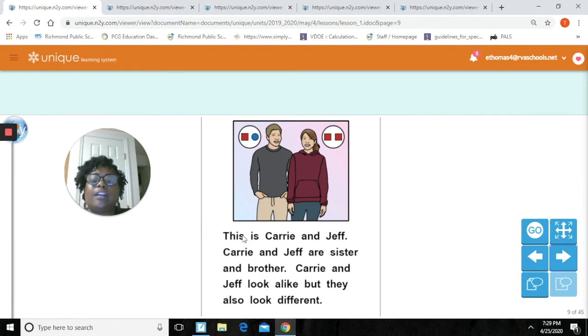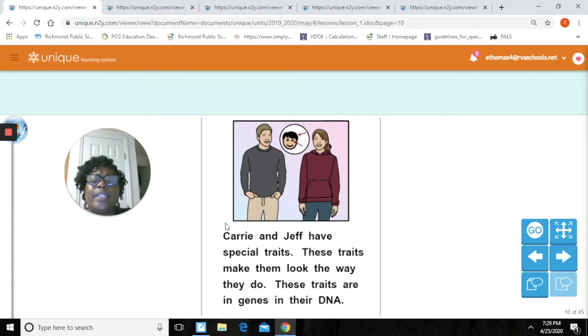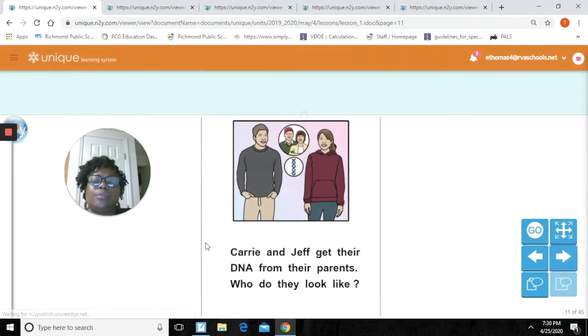And it starts off by saying, this is Carrie and Jeff. So let's go a little bit further. Who do we see on this page? Once again, it says Carrie and Jeff. Here we see something else about Carrie and Jeff.